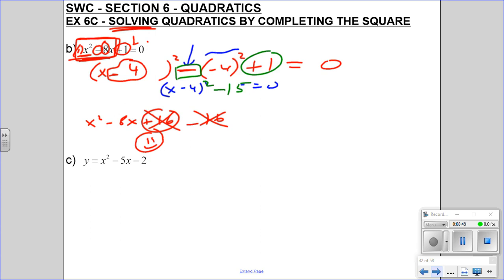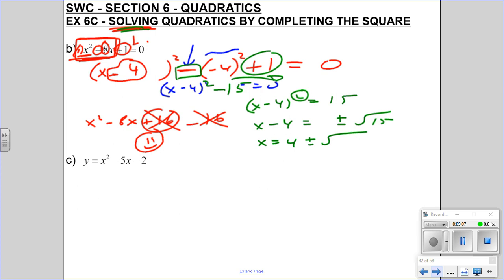But we need to make x equals, that's what solve means. So we go x minus 4 squared equals 15. So move the 15 over. Then we need to square root, but we need our plus or minus square root of 15. And then we need to add the 4. So here we have x equals 4 plus or minus square root of 15. Done.